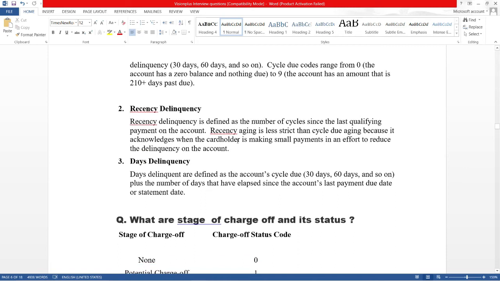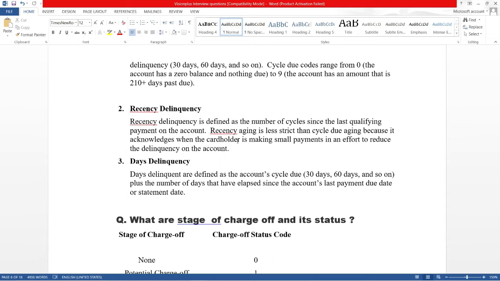Now, recency delinquency is defined as the number of cycles since the last qualifying payment on the account. Recency aging is less strict than cycle due aging because it acknowledges when the cardholder is making even a small payment in an effort to reduce the delinquency of the account.